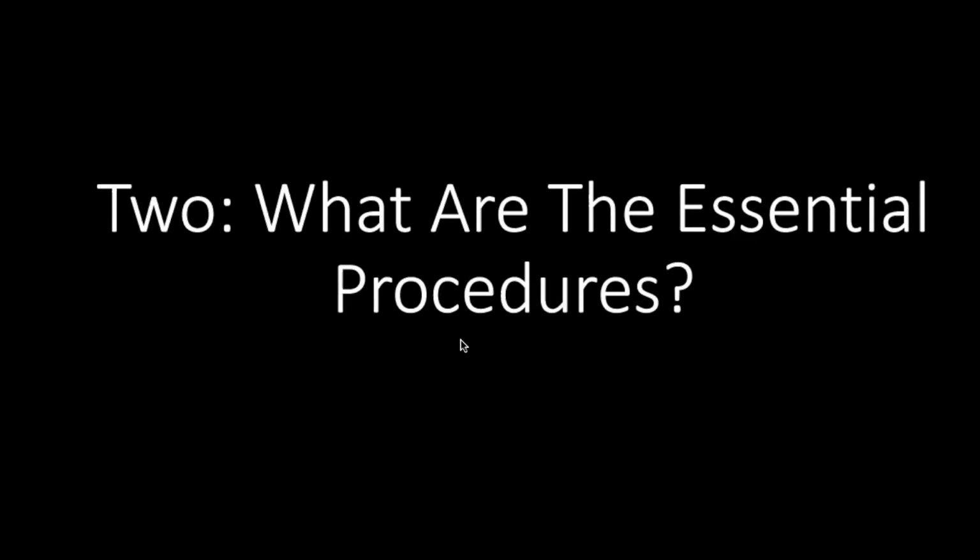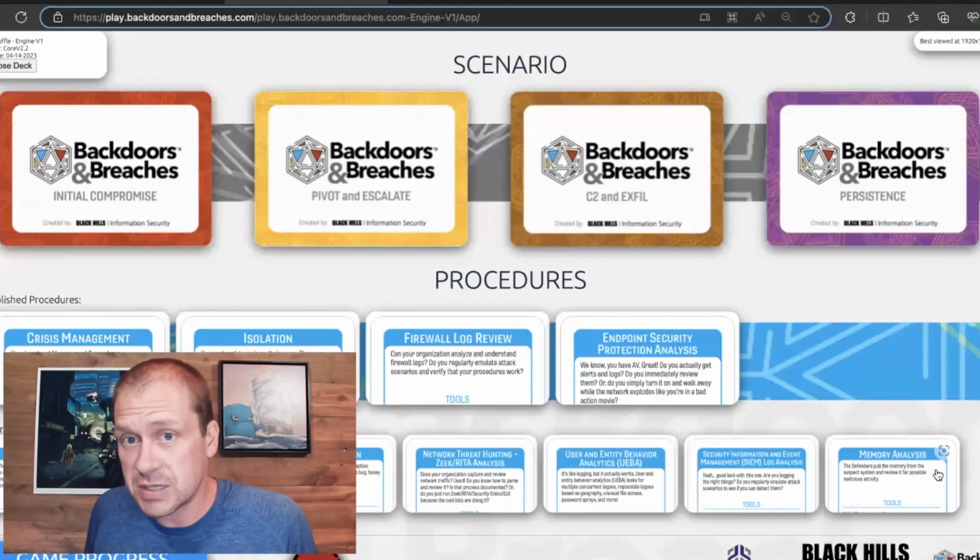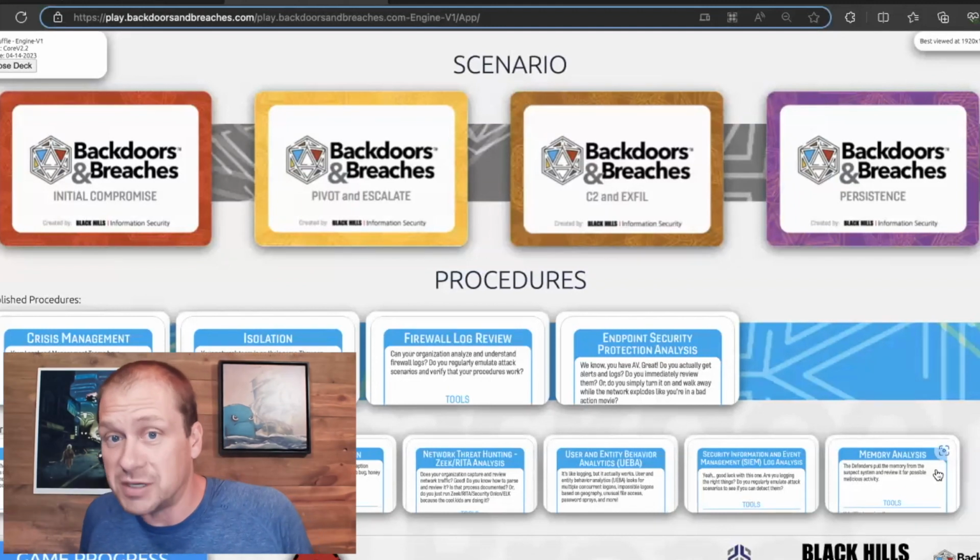And this now brings me to the second thing. What are the essential procedures that every organization should have and have people trained on? Well, that's baked into the game as well. We have crisis management, isolation, firewall log review, endpoint security analysis, server analysis, endpoint analysis, cyber deception, network threat hunting, UEBA, SIEM log analysis, and memory analysis. These are the key procedures. These should be documented in your organization.